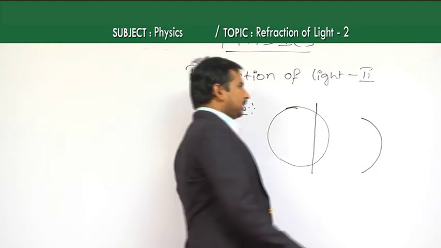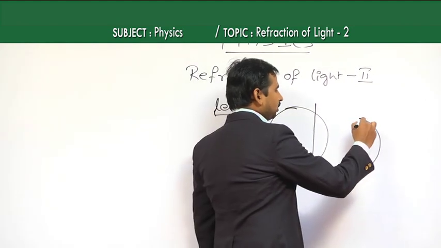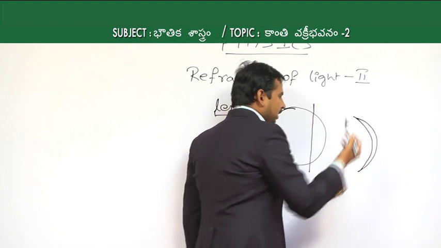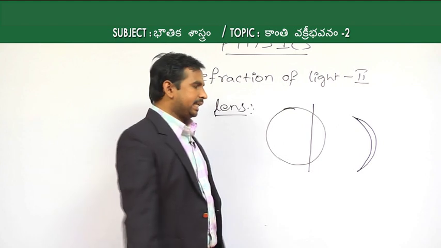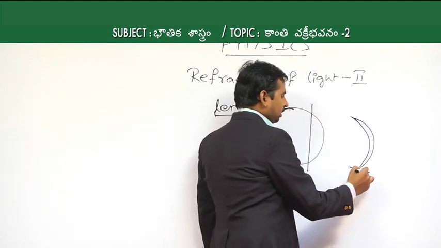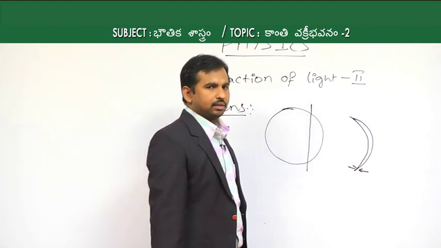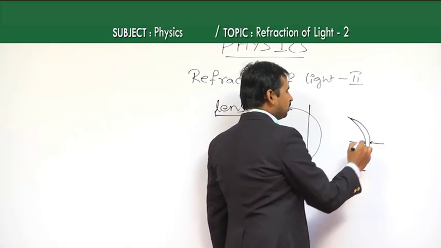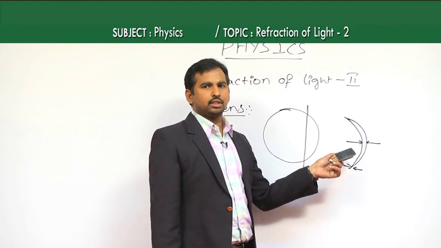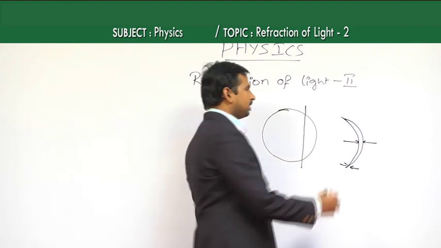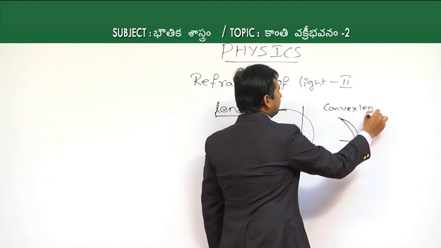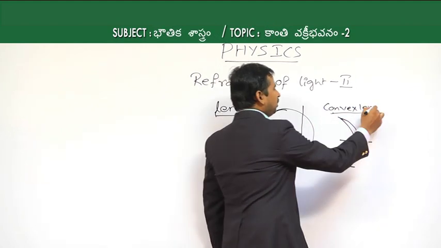When you take the lens, if the edges have less thickness, whereas in the middle more thickness is present, this type of lens we call a convex lens. This is called a convex lens.